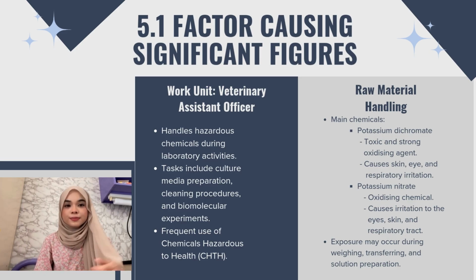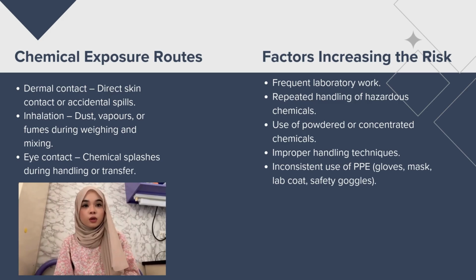Chemical exposure can occur through three main routes. First, skin contact. Second, inhalation of dust or vapors. And third, eye contact during weighing, transferring, or preparing chemical solutions. The risk increases due to frequent handling of hazardous chemicals, the use of powder and concentrated chemicals, and improper handling or inconsistent use of PPE. Therefore, following safe work procedures is essential to reduce chemical exposure.